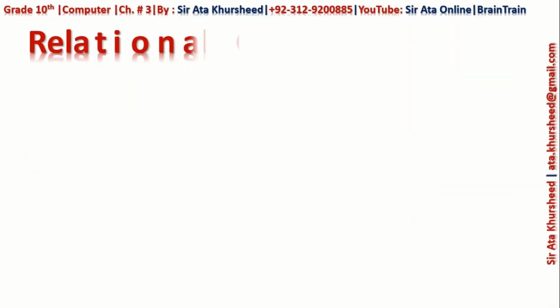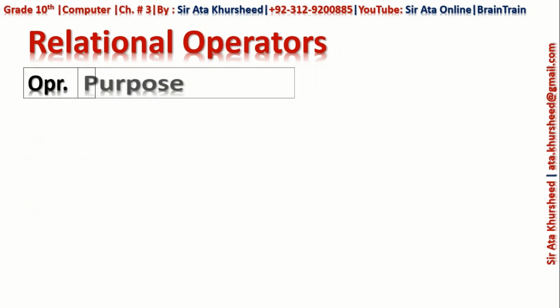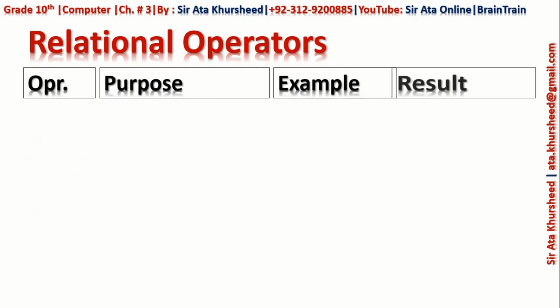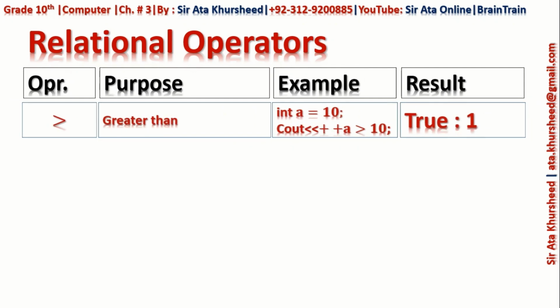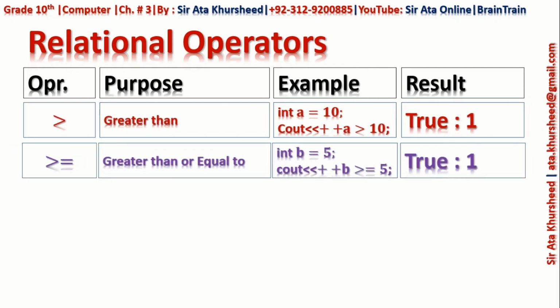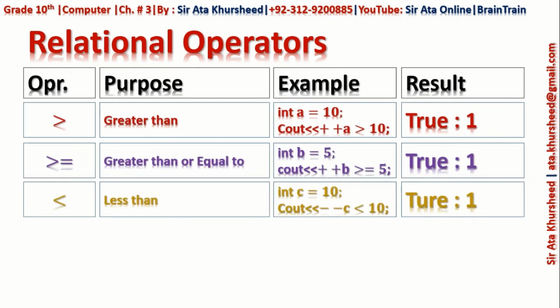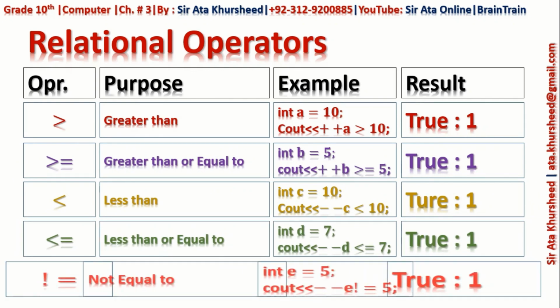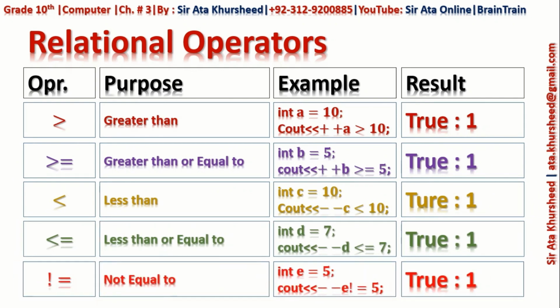C++ gives us special symbols called operators to test conditions. These are like questions we ask the computer. Here are the main ones. Greater than. Is one thing bigger than another? Greater than or equal to. Is one thing bigger than or the same as another? Less than. Is one thing smaller than another? Less than or equal to. Is one thing smaller than or the same as another? Not equal to. Are two things not the same? This one acts like an inverter, because it checks if things are different.